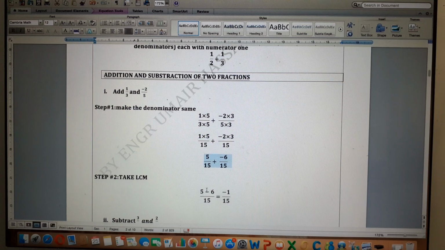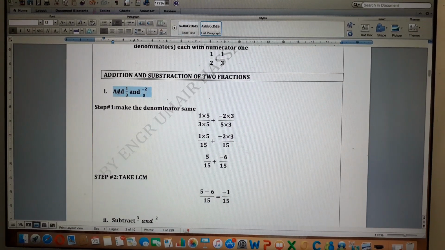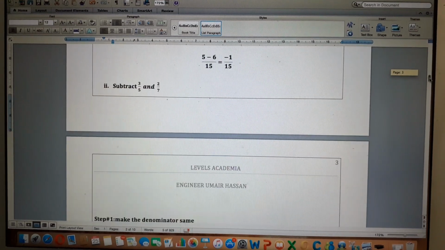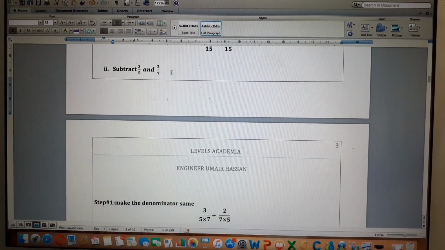Now I can take my LCM. Having the same denominators, you will write the denominator and add the numerators as they are. So 5 minus 6 is minus 1 over 15. So this is the answer for the addition of these two fractions, and the process is to make the denominator the same. Now we can do the subtraction in the same way.